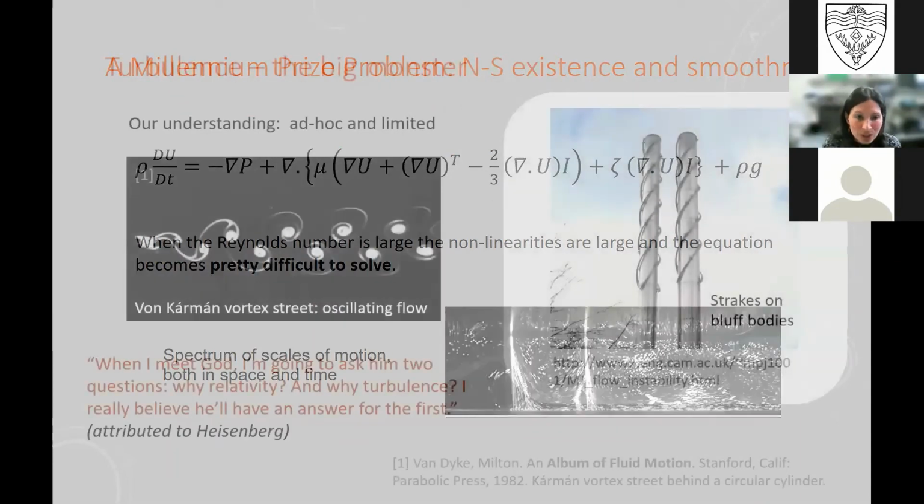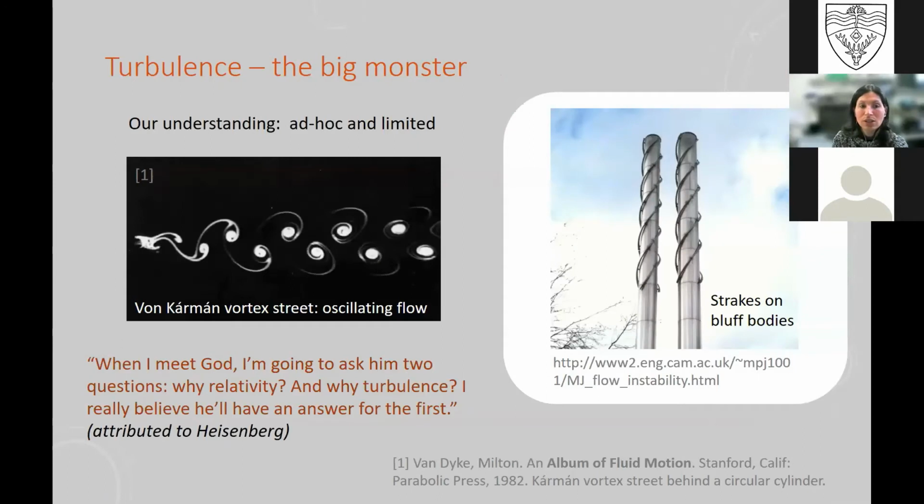So there are some things that we understand. There are some patterns like that one that you see there. But in general, as I've said many, many times, I define our understanding of turbulence as ad hoc and limited. There is something I always like to tell people about turbulence, which is attributed to Heisenberg, but it's probably not true. Apparently, many big scientists have said similar things.